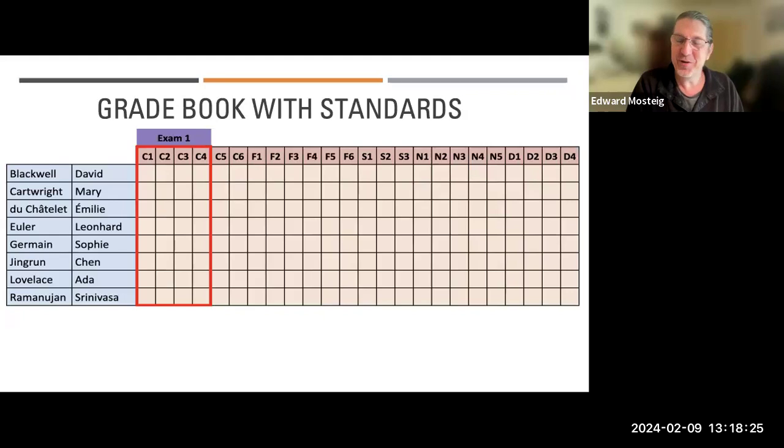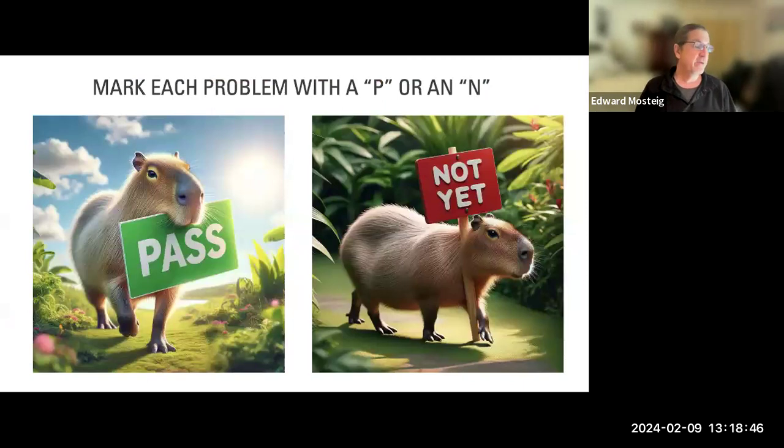Some you might want a few extra problems in there, right? If you're doing modeling, you want to see if they can do modeling in different scenarios. So you'll have these 4 standards in the first exam. Here is what's a really big change. I think this is where it all comes down to between what I used to do and what I've been doing now with standards-based grading: each problem, I either mark with a P for pass or an N, not yet, and I'll give a lot of feedback.